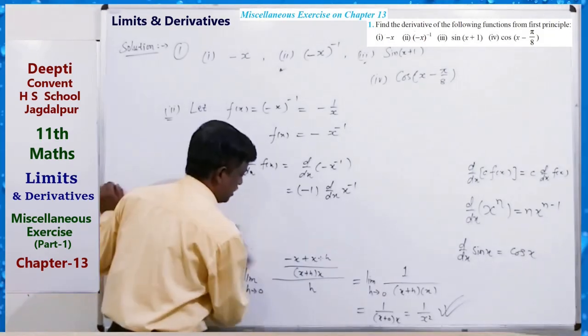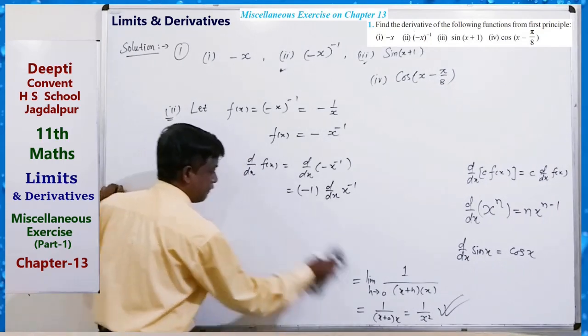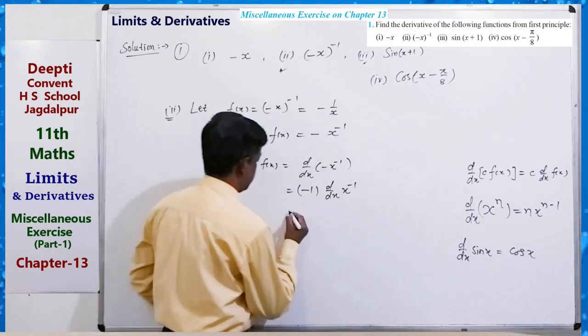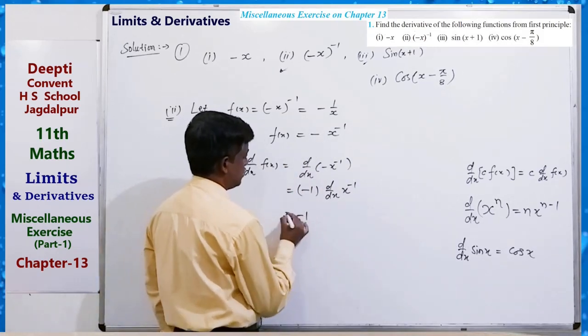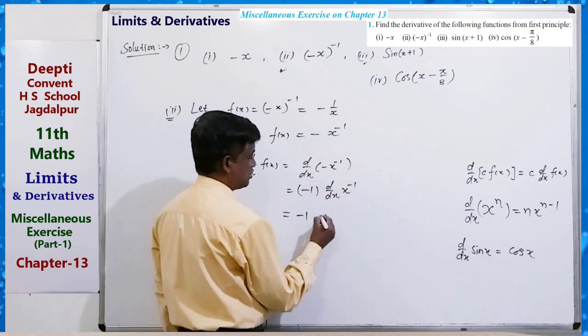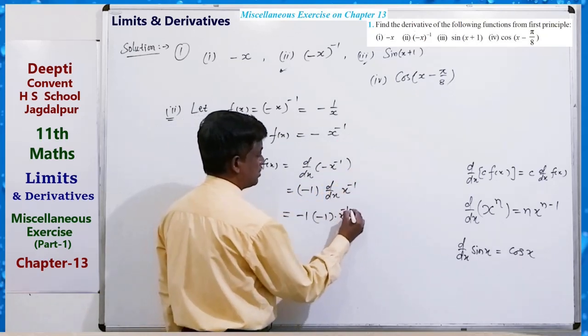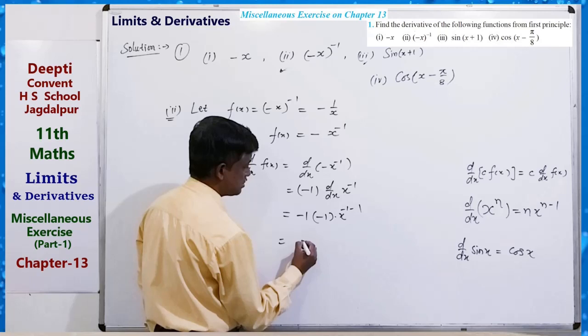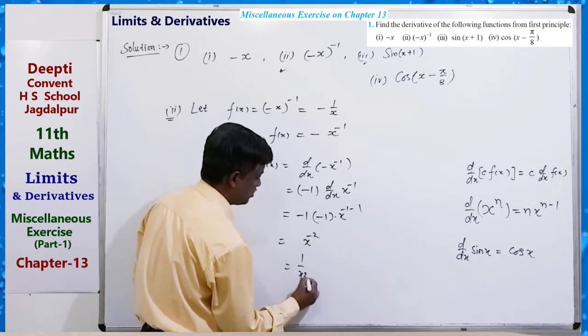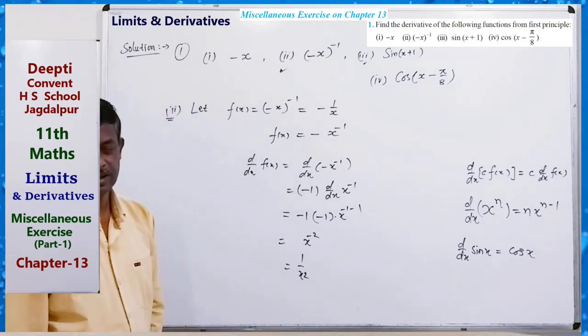So here, minus, what is the formula? In place of n, minus 1 into x to the power minus 1 minus 1. So minus minus plus x to the power minus 2. That is what? 1 upon x square. So you can get this formula also.